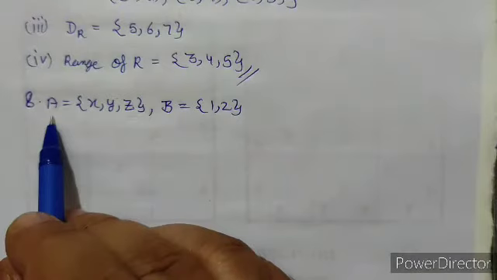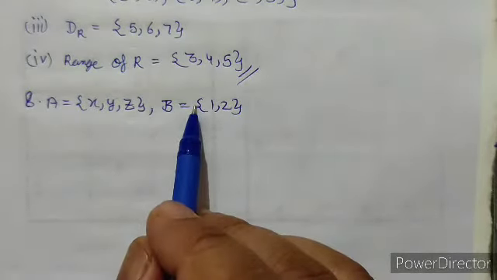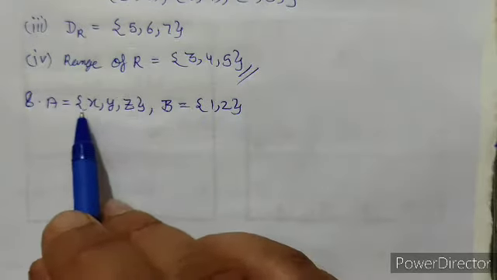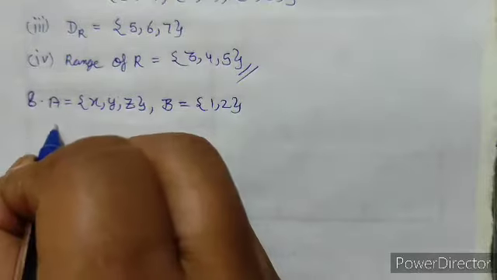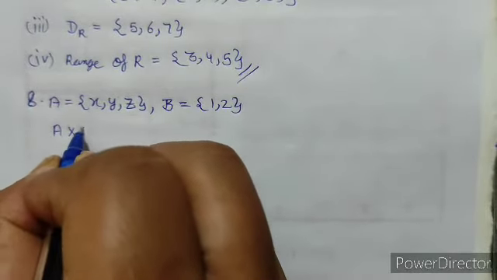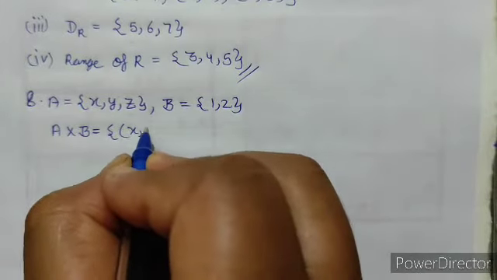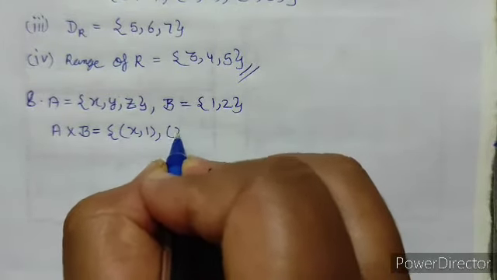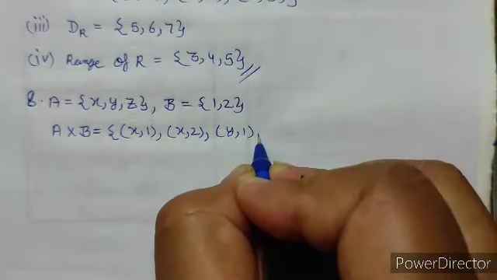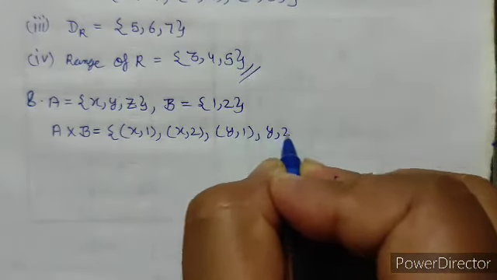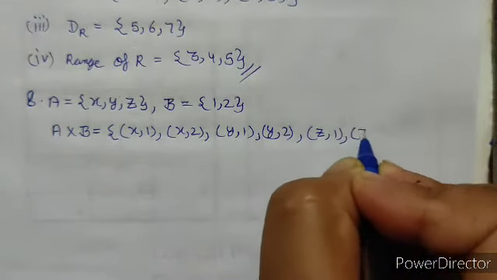Now in question number 8, sets A and B are given to us. We have to find out the number of relations from A to B. Now from here, A cross B will be equal to x1, x2, y1 and y2, z1 and z2.